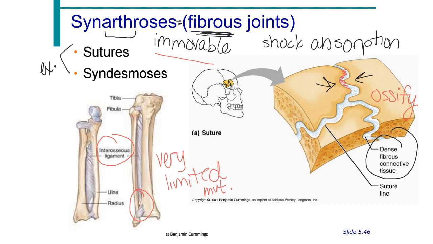So again, things we need from this slide: synarthrosis, which is a fibrous joint because it's held together by this dense fibrous connective tissue. These are basically immovable joints that are good for shock absorption. Two examples would be sutures and syndesmosis. I find a suture in the skull, and I find a syndesmosis at the end of the tibia and fibula, which means I'm also going to find it at the end of the radius and the ulna.